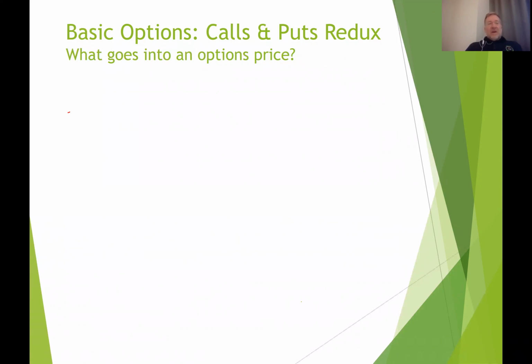Okay, first of all, we know that an option is a derivative, right? It's a derivative on a stock. We have options on SPY, we have options on Apple, we have options on Facebook, and so forth. So it is a derivative, so it doesn't have a fixed price all the time. There are things that go into calculating an option.